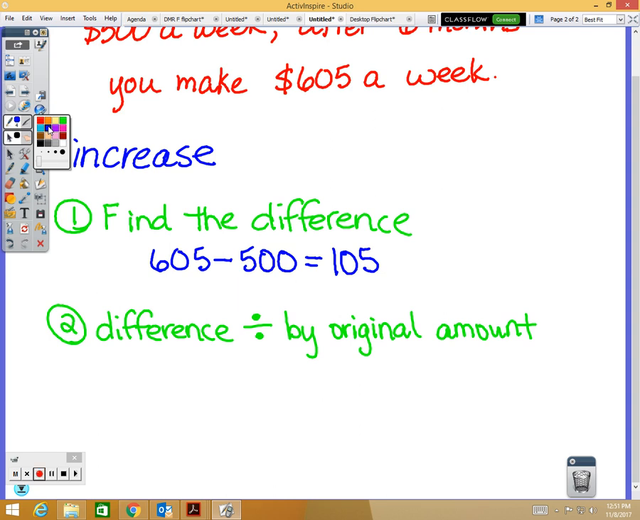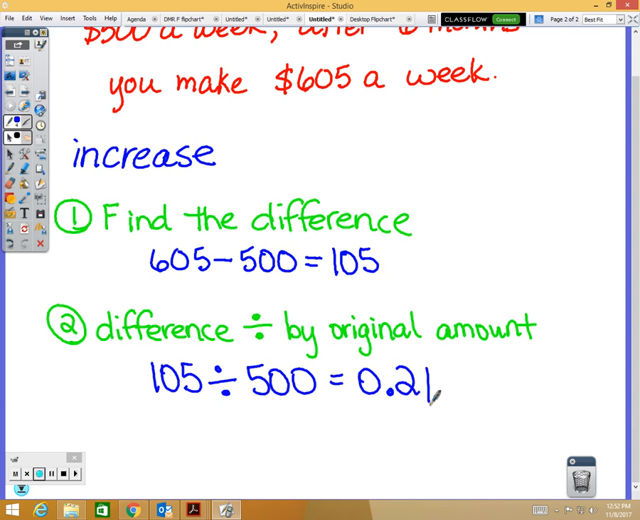So our difference in this problem was 105. And we're going to divide that by the original amount. That's the starting pay, which was $500, the starting amount, the original amount. We started off at 500, we went to 605. So the starting amount, the original amount was 500. So you definitely want to use your calculator for this. So 105 divided by 500. What does your calculator say? 0.21.